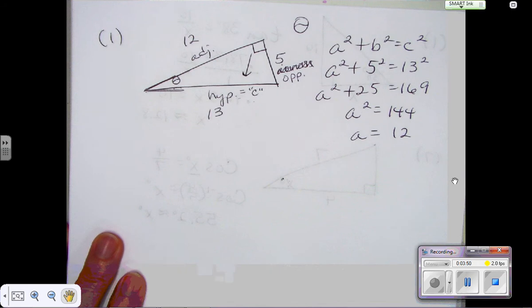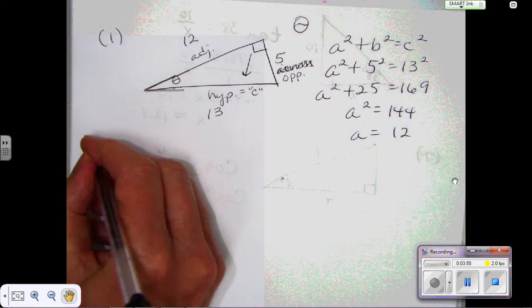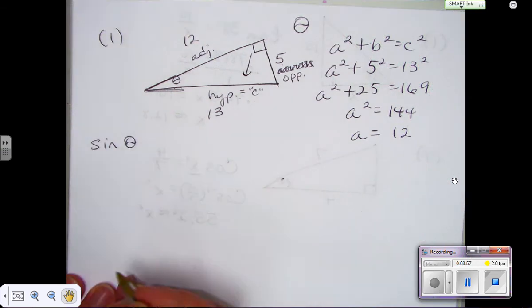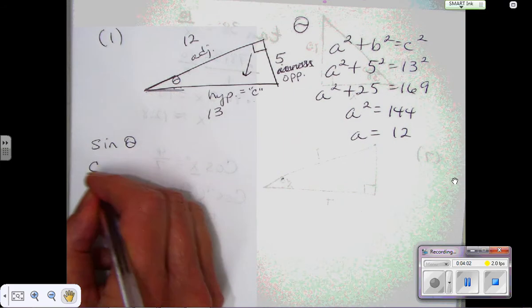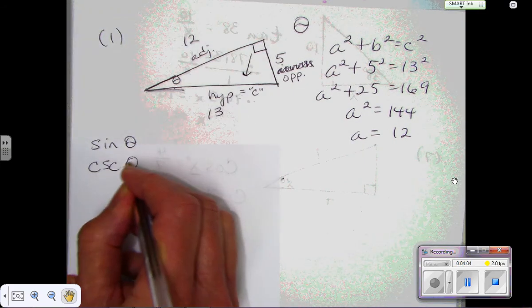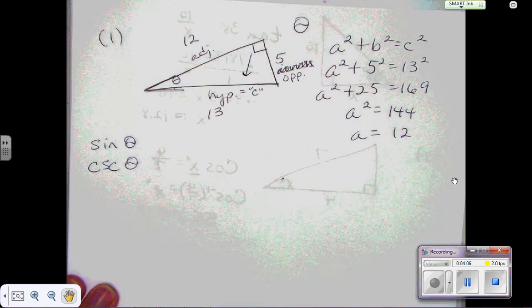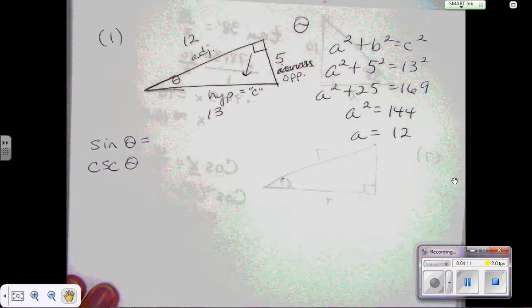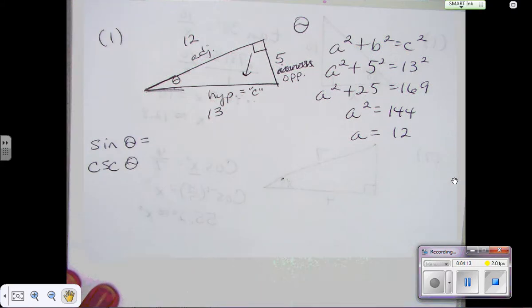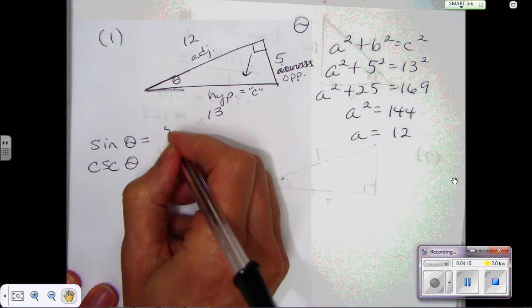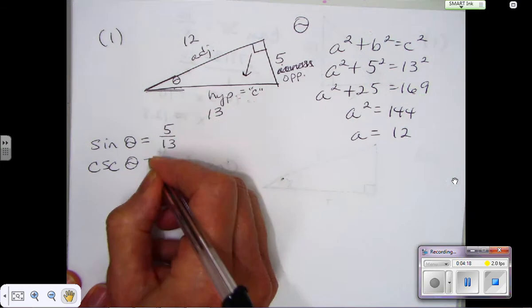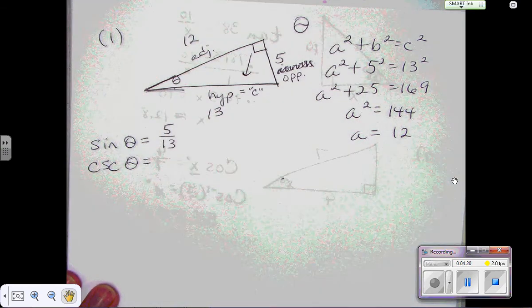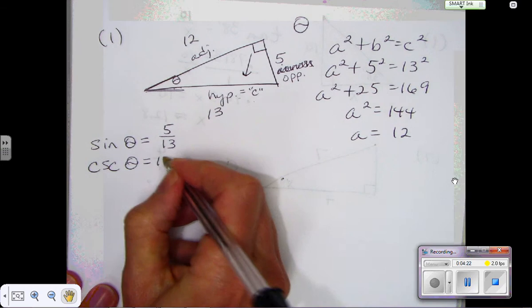So now I have all 3 sides, and I can write all of the ratios I need to. So I'm going to write sine theta. And then they're also giving you some other ratios. They have below that sine theta in the box, the cosecant. And that's like the inverse for sine. So your sine ratio is the opposite side over the hypotenuse. So that would be 5 over 13. The cosecant is just the inverse of that, 13 over 5.